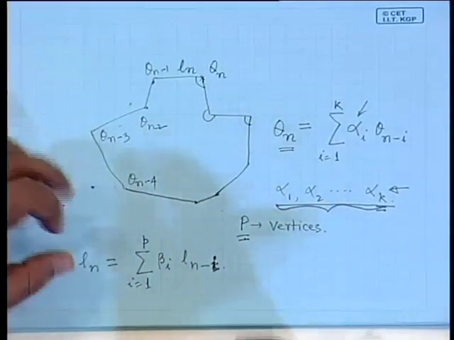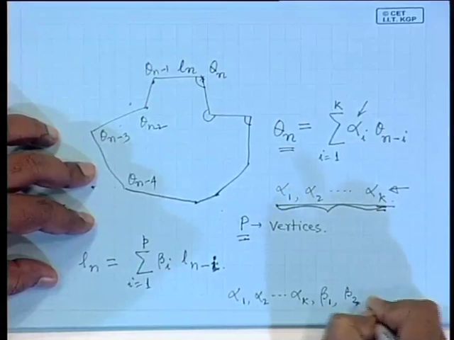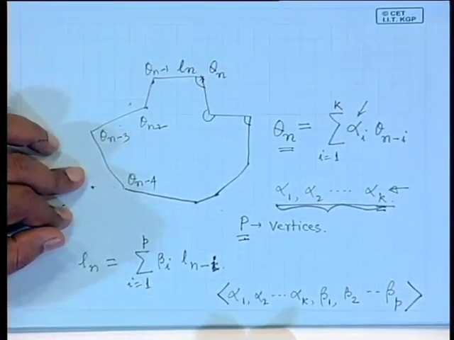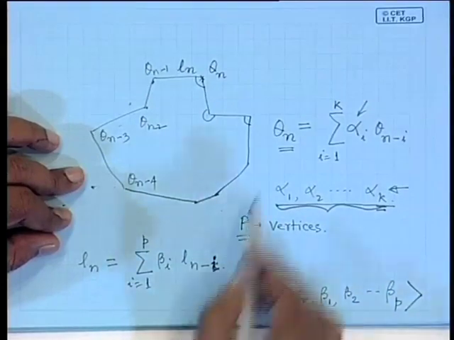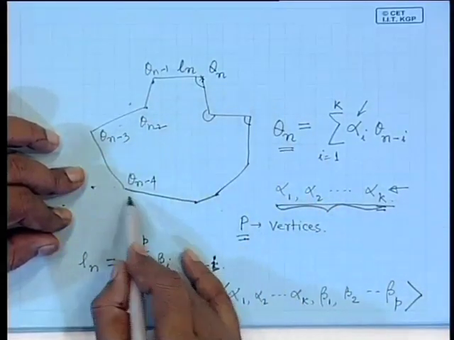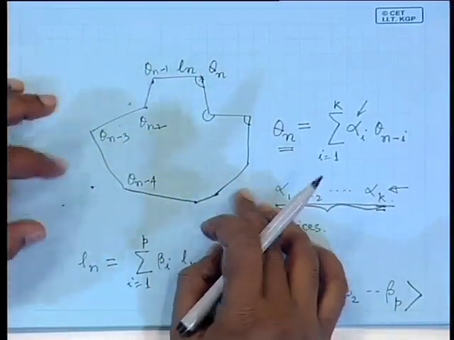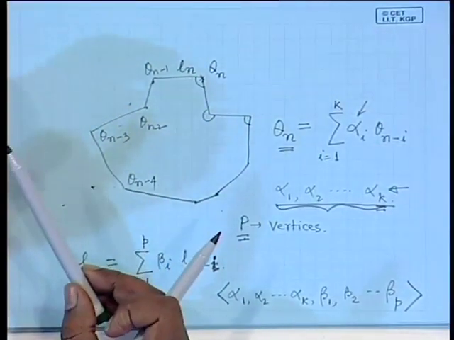So, now if I concatenate these two, alpha 1, alpha 2 up to alpha k, then beta 1, beta 2 up to beta p, I get a feature vector of dimension k plus p. And this feature vector can be used for classification purpose or for recognition purpose. So, here we take care of both the angle values at the vertices and also the lengths of the edges of the polygon. So, that will take care of if there is any deformation, either the polygon is elongated in certain direction or the polygon is compressed from some other direction. So, these are the feature vectors that can be generated based on polygonization approach.